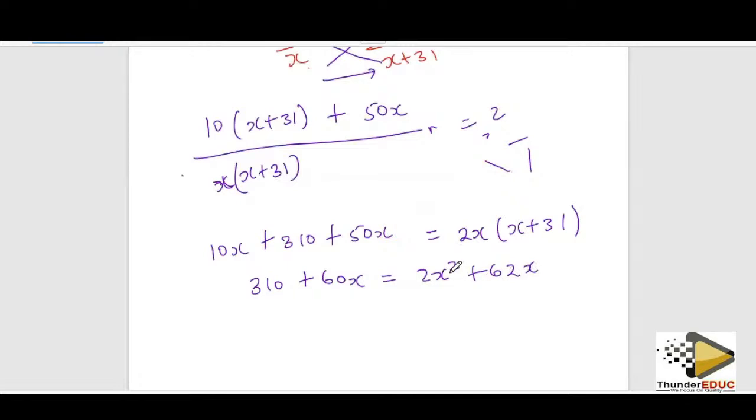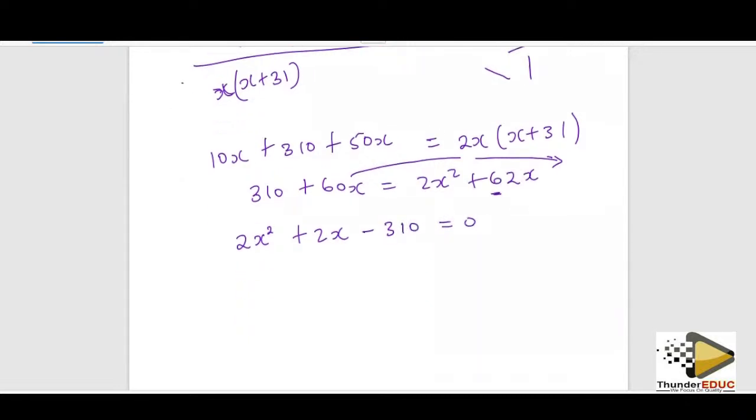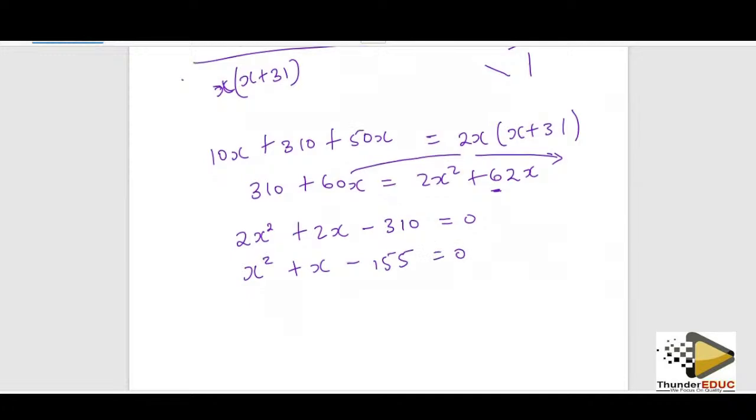Okay, the highest degree is a 2. I can group everything to one side and create a standard form. So 2x squared, this is a 62. When I move this 60x to this side, it's going to subtract. So I'm going to have 2x squared plus 2x. When I move the 310 to that side, it will be minus 310, equal to 0. Then I can divide all through by 2. So that is x squared plus x minus 310 divided by 2, giving me 155, is equal to 0.